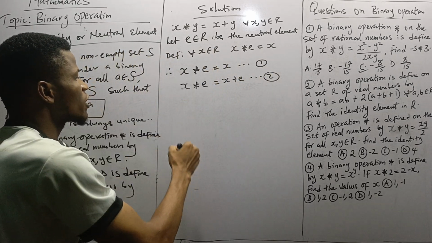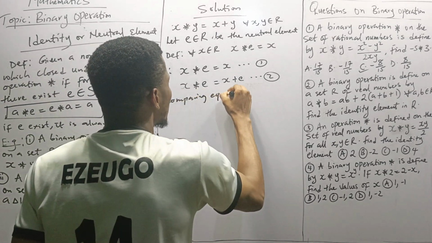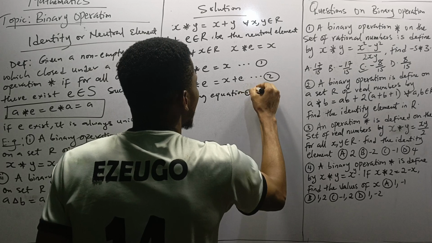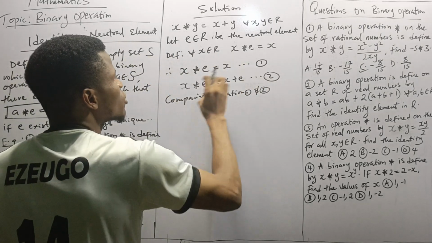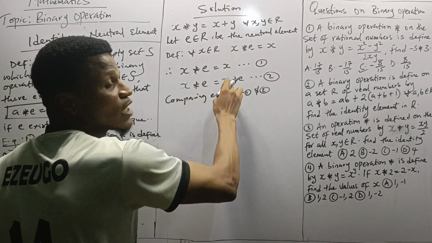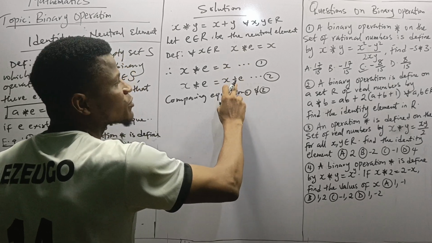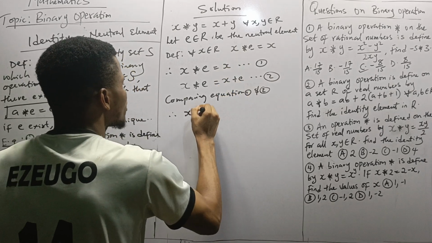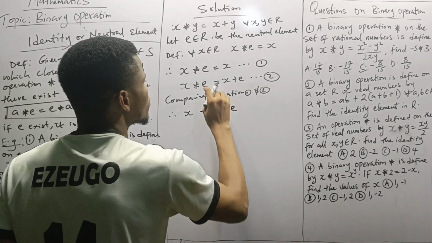So comparing equation 1 and 2, if we compare them, the same thing equals this, the same thing equals this. So you see the same thing equals different things. That means the different things are equal. So that means X is equal to X plus E. Therefore we have that X equals X plus E. Remember, they are the same.